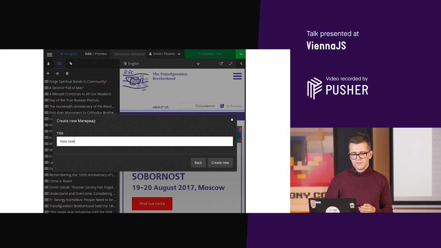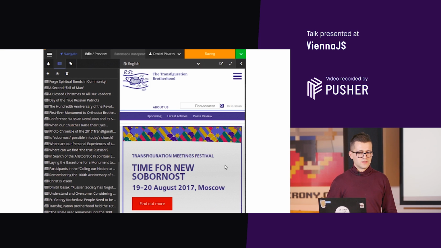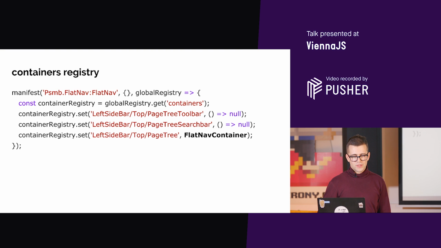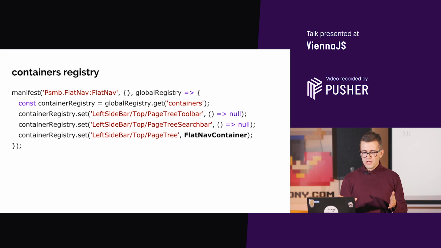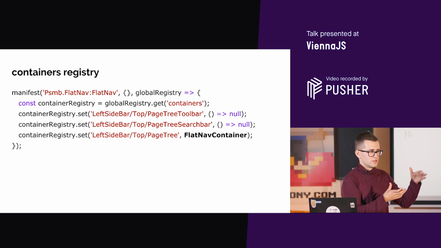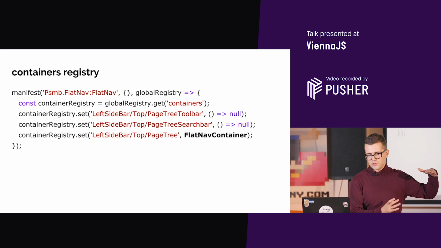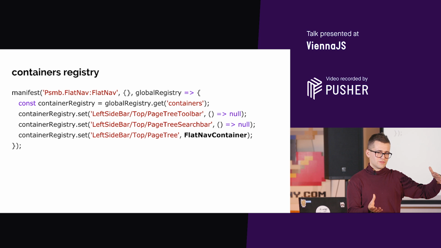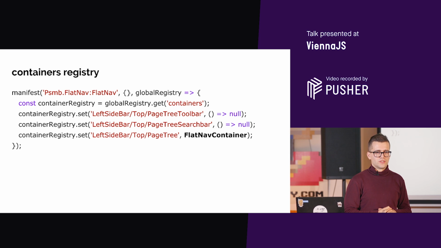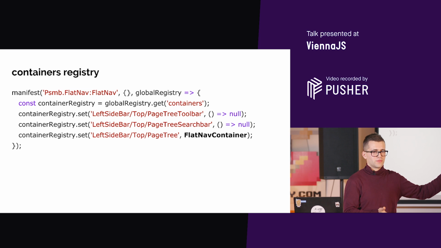the flat list navigation. So this is how it's working on a technical side. You see we have this container registry, and we are just setting the page tree, replacing the page tree container with this flat nav container. So it's rendering our new nav in the place of the old one.